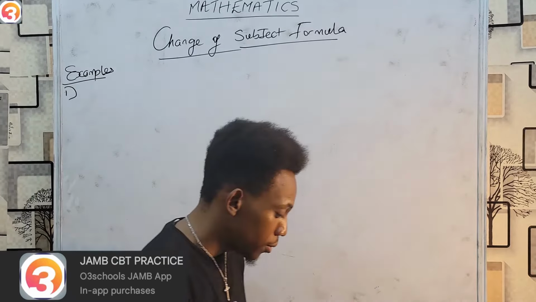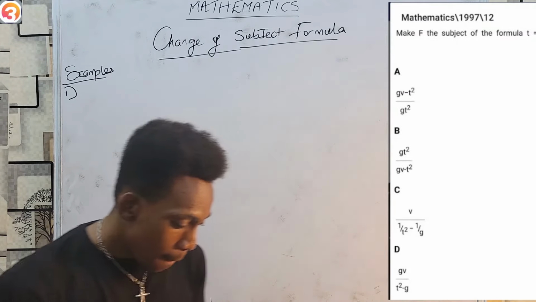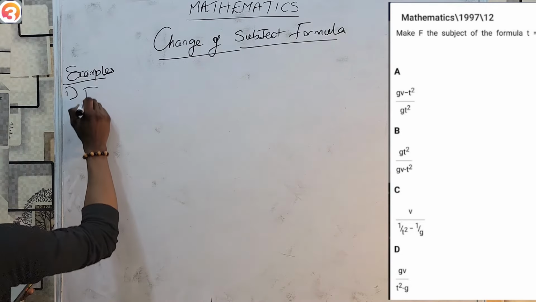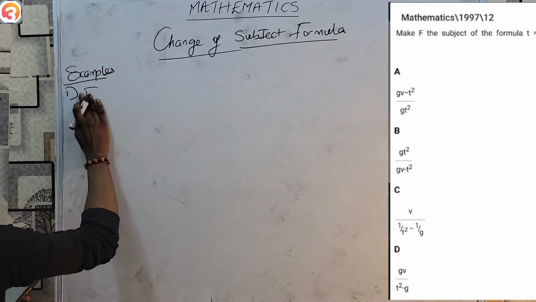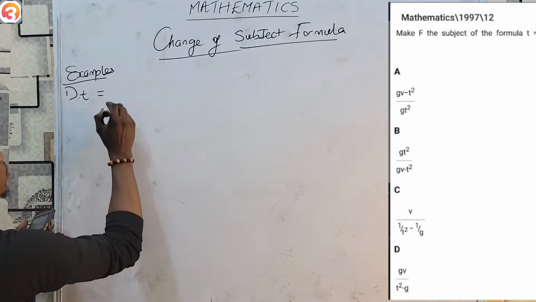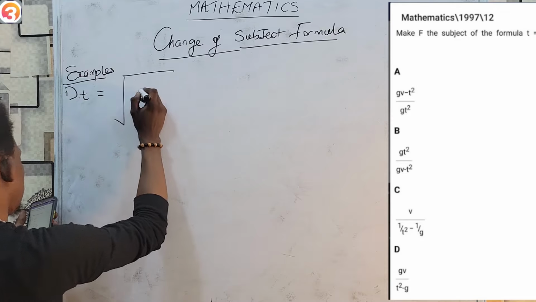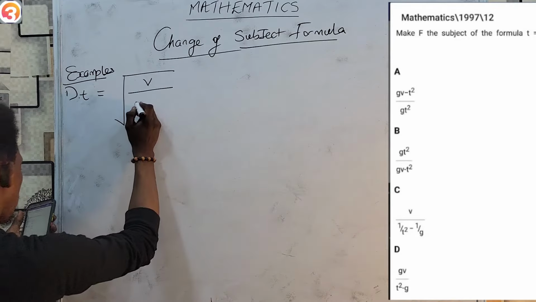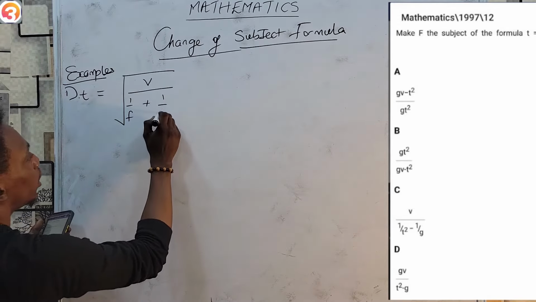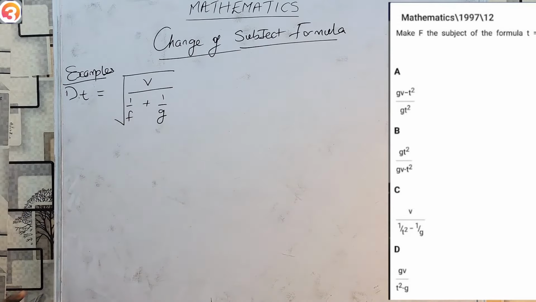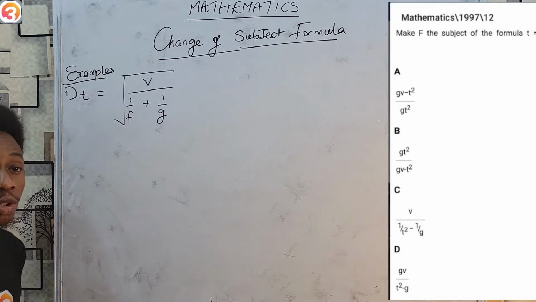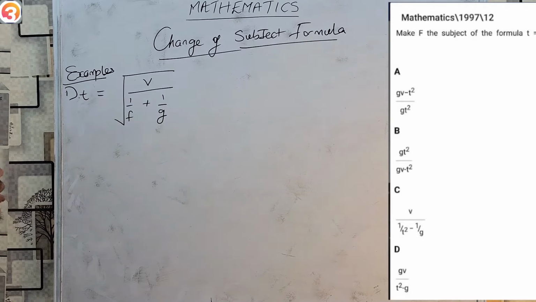1997, number 12. This one says, make F the subject of the formula, given that T equals the square root of V over 1 over F plus 1 over G. So we want to make F the subject of this formula. That means we want to turn this into F equals something.